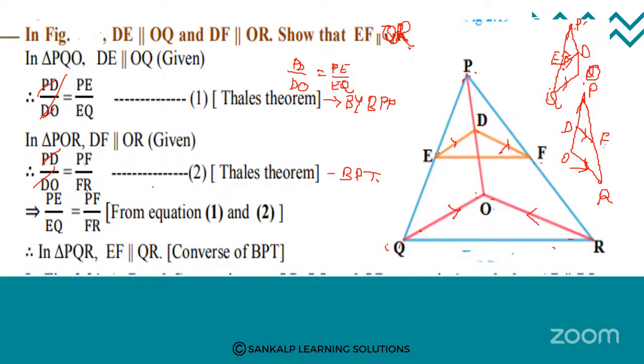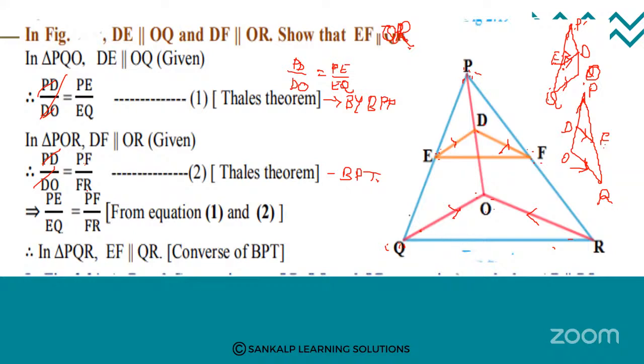So, PE divided by EQ. Where is PE divided by EQ? PE is here, EQ is here. Okay, and PF divided by FR. So, when the other two sides are divided in the same ratio, then we can say that the line is parallel to the third side. That is, EF is parallel to QR. This is by converse of BPT. We can say that EF is parallel to QR.